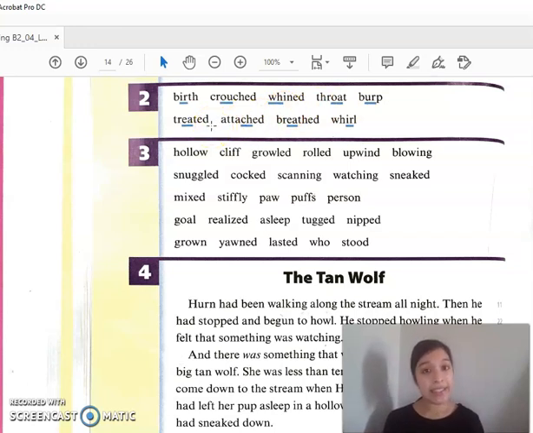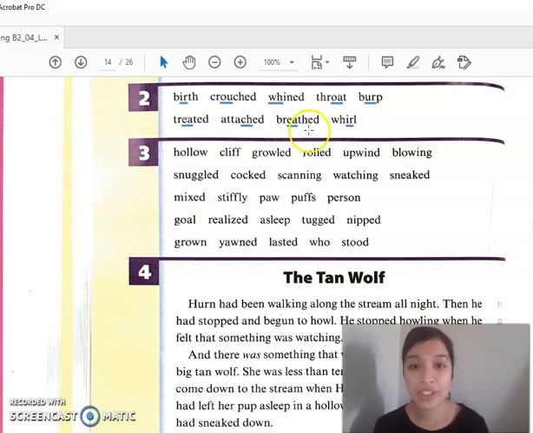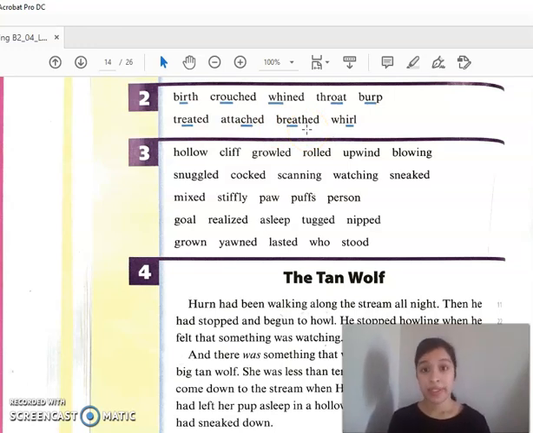Yes, E, whole word. What word? Yes, treated. Next word, what sound? Yes, ch, whole word. What word? Yes, attached. Next word, what sound? Yes, E, whole word. What word? Yes, breathed. Next word, what sound? Yes, whole word. What word? Yes, whirl. Awesome, my friends.